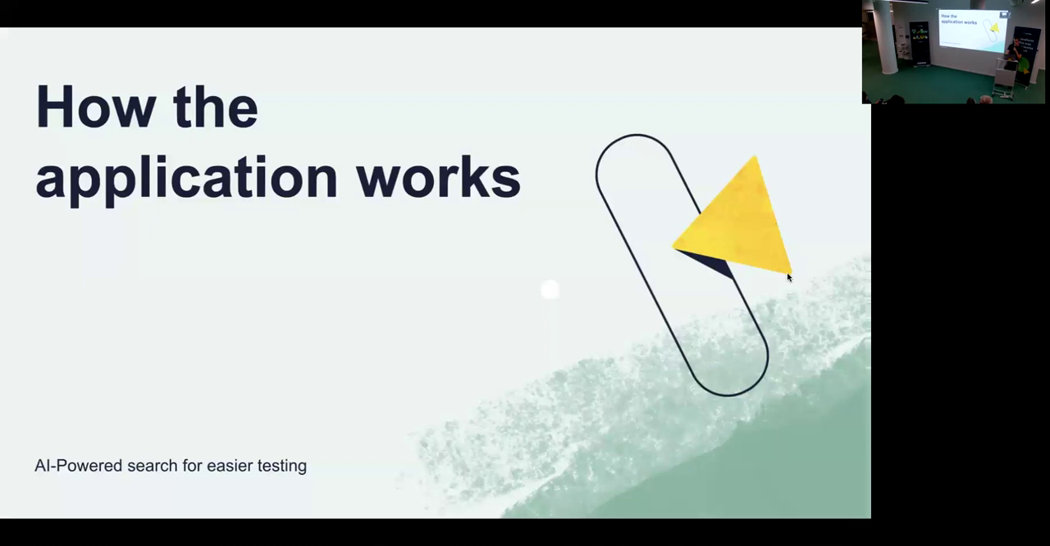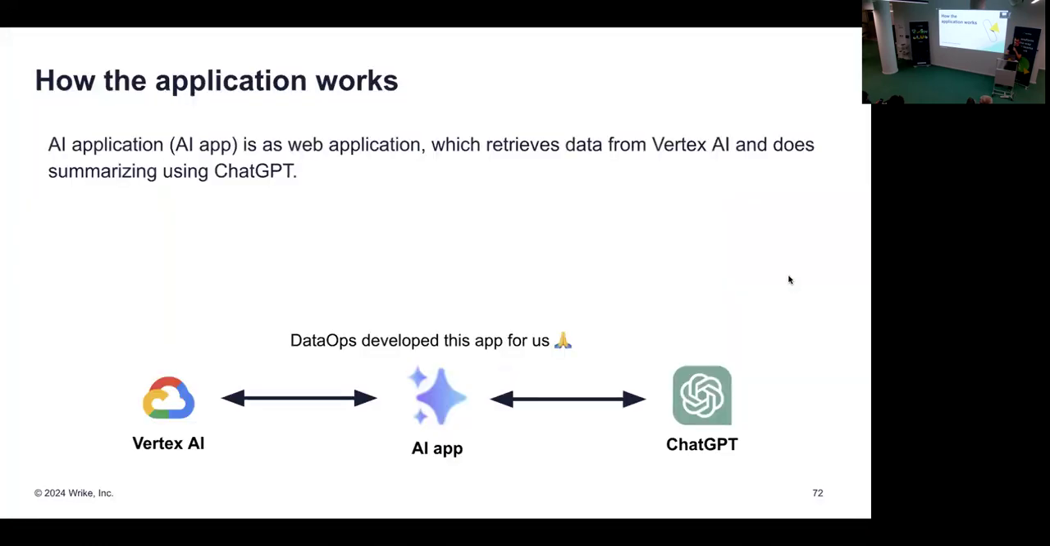And after that, you can build the application. Our application consists of three parts. AI app, it's a web application which DataOps team developed for us, and Vertex AI for searching for related files, and ChatGPT for summarizing the information.